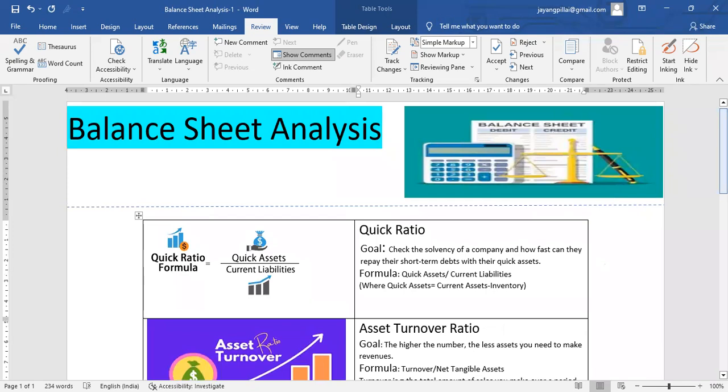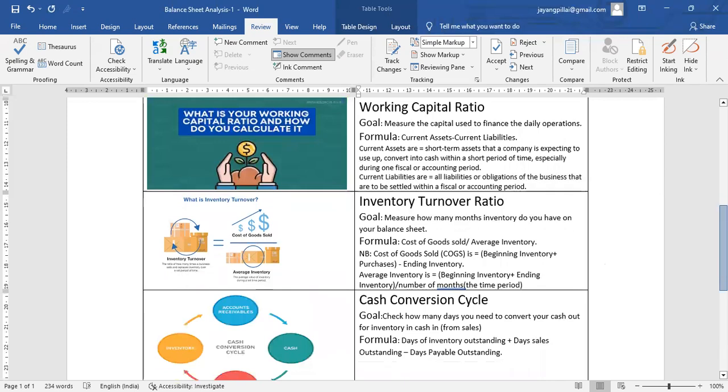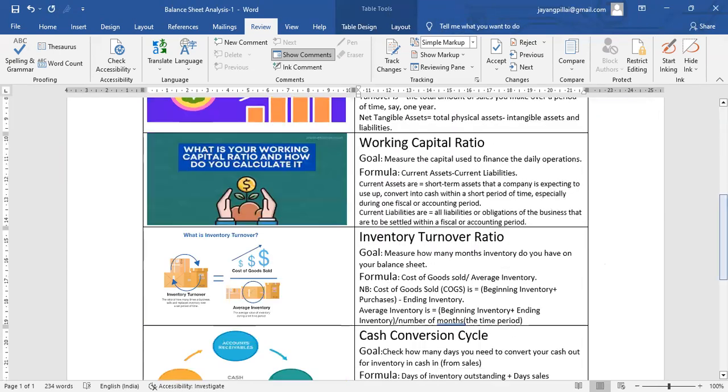So these are the five important ratios we can get from the balance sheet. I can repeat from the beginning. Quick ratio is the first one. Asset turnover ratio is the second one. Working capital ratio is the third one. Inventory turnover ratio is the fourth. And the fifth one is cash conversion cycle. And this is all about this brief description of balance sheet analysis.